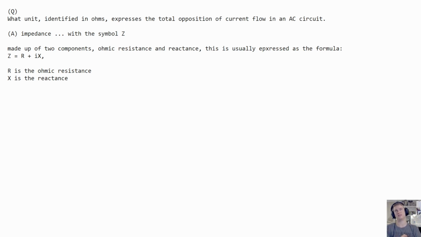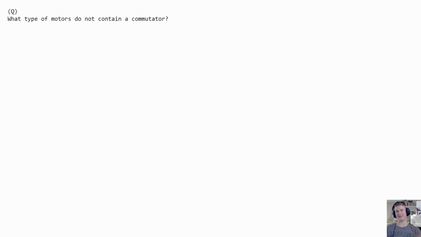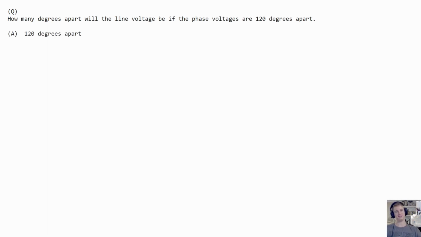But we can also understand that resistance is not the total opposition, but it is instead a measurement of the opposition of current flow in a circuit when voltage is applied. Okay, and as we see, that is one of the 2 parts that make up impedance. Next, what type of motors do not contain a commutator? And this would be squirrel cage motors. Next, how many degrees apart will the line voltage be if the phase voltages are 120 degrees apart? And they would be 120 degrees apart as well.